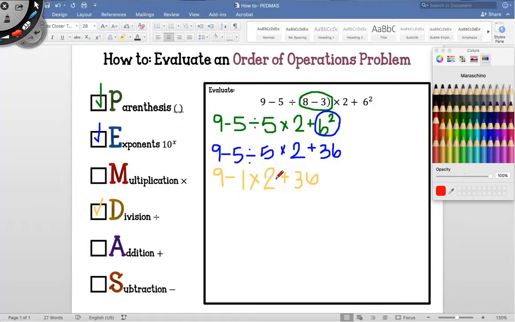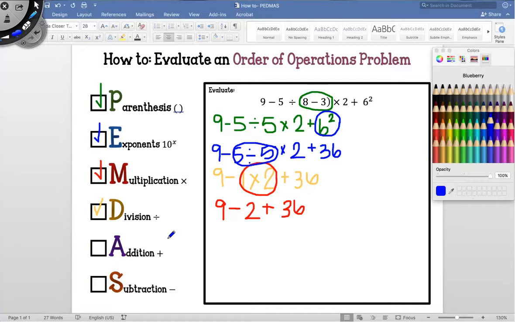I'm going to circle that part to bring it forward. I'm going to bring down everything else, so 9 minus, and then I'm going to solve that. So 1 times 2 is 2. And then bring down my plus 36. Then I can come over and check off that I've completed my multiplication part. And real quick, I forgot to circle this, so I'm going to make sure that I have that circled. And then I'm going to come down and look at my addition and subtraction.